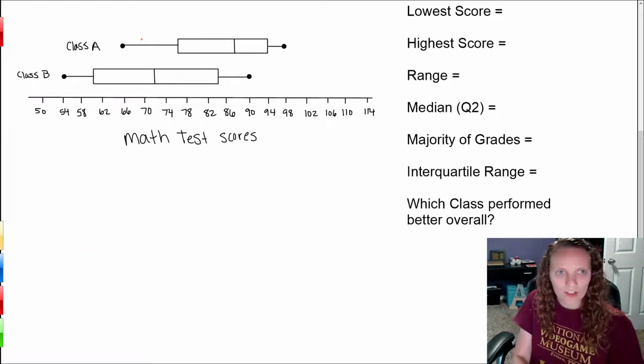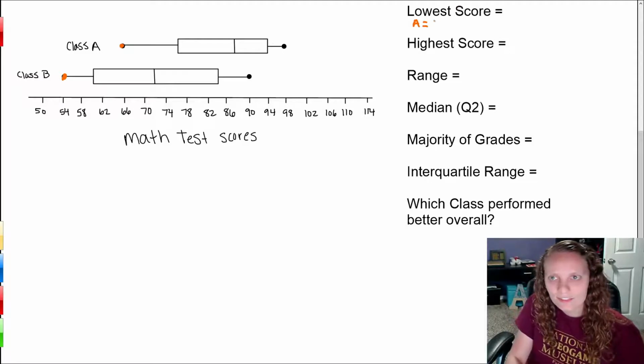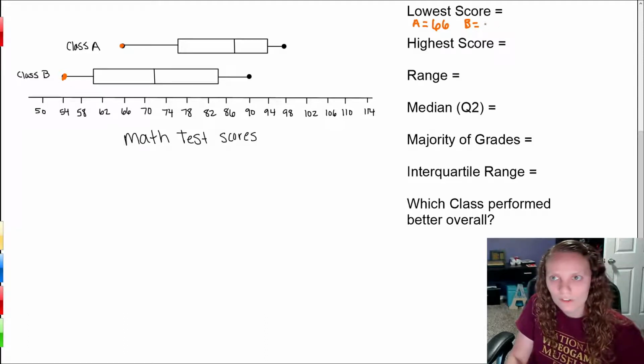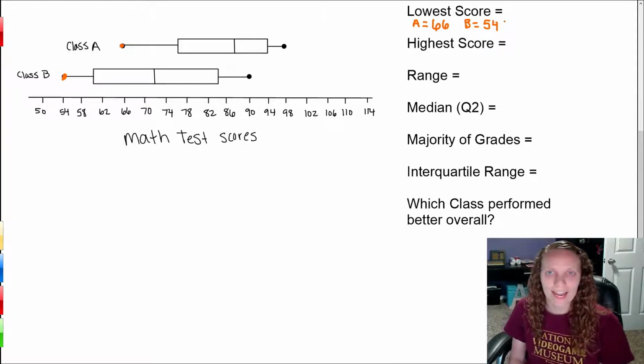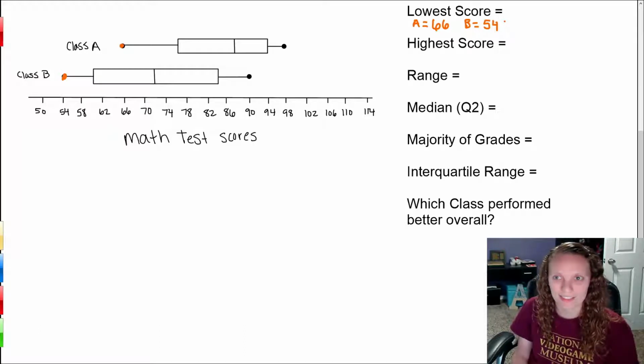So let's look at the lowest score. Class A's lowest score would be above the 66, and B's lowest score is above the 54. So if you notice, Class B had a person that performed the lowest out of Class B and Class A. So 54 is less than 66.